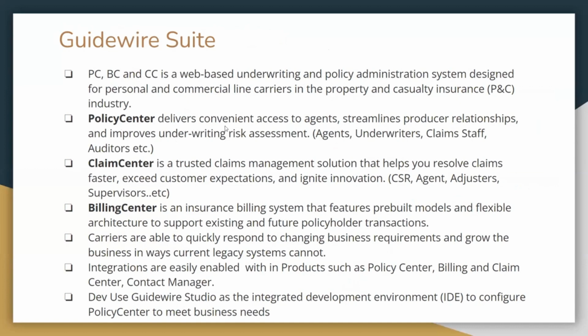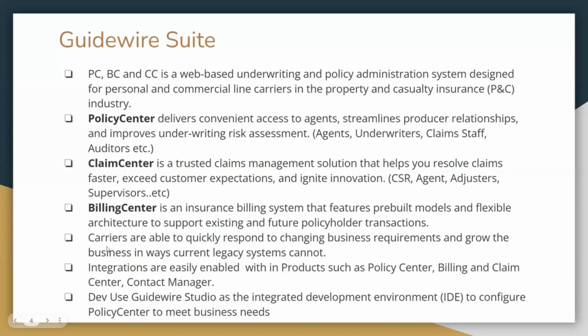PolicyCenter delivers convenient access to agents to streamline producer relationships and improve underwriting risk management. Basically, whatever we learn in PolicyCenter, we always log in as either agents or underwriters, because most of the initial part, like creating the claims or assessing the risk, is done by the agent producers and underwriting risk management. Agents can be either internal or external, depending on the agent role. ClaimCenter and BillingCenter I'm going to skip because I explained them in the previous slide.